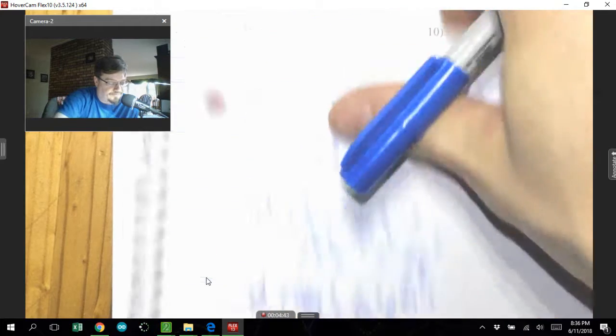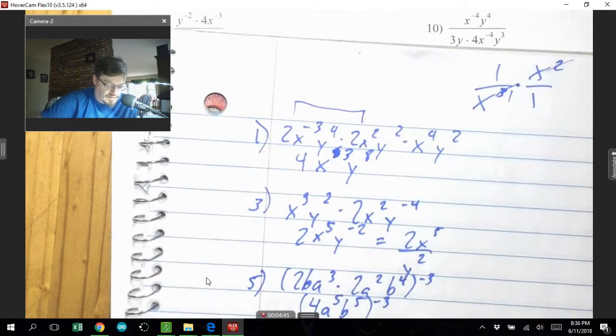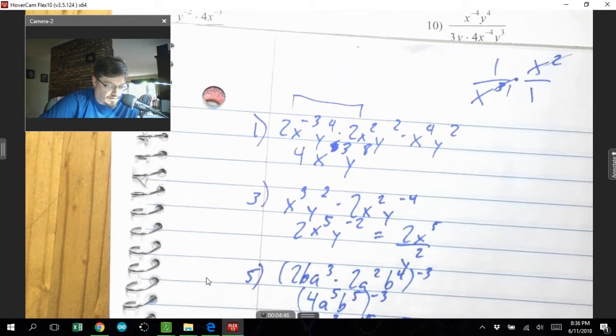Alright, number 7. So here's a combination of both. You've got 2A to the third, B to the fourth, raised all to the fourth power, and 2A to the third, B to the fourth.